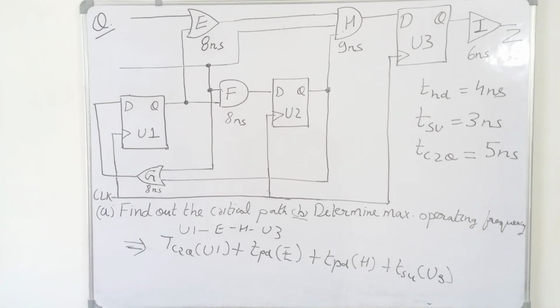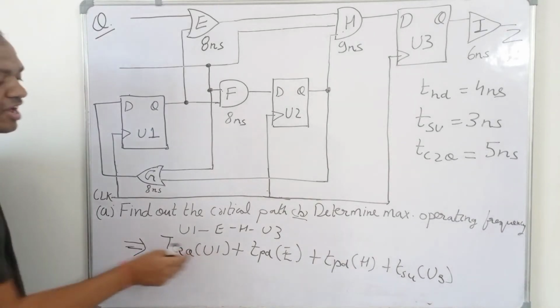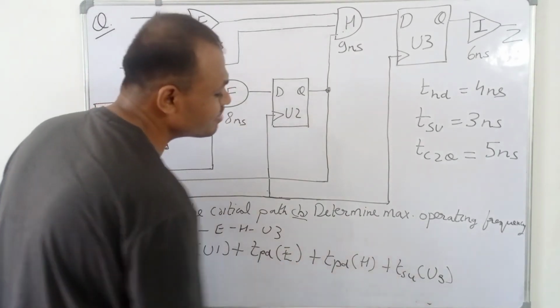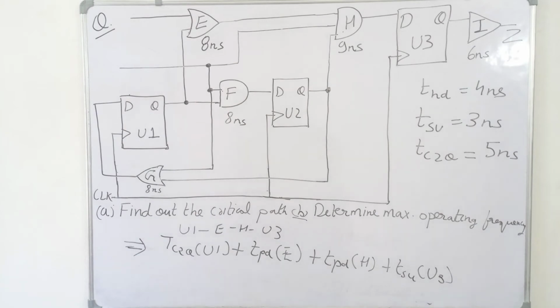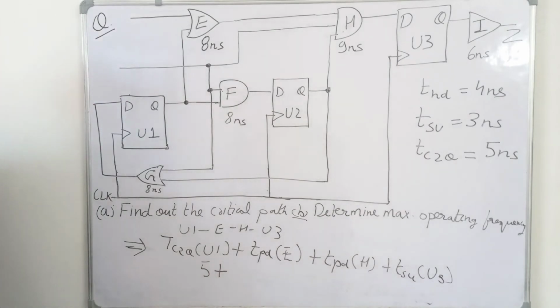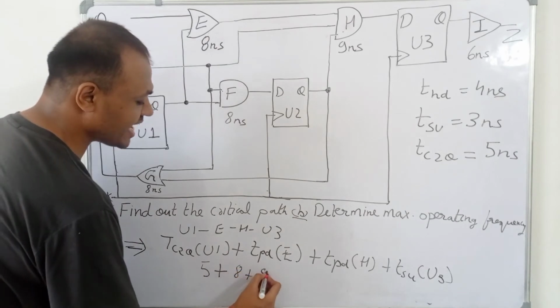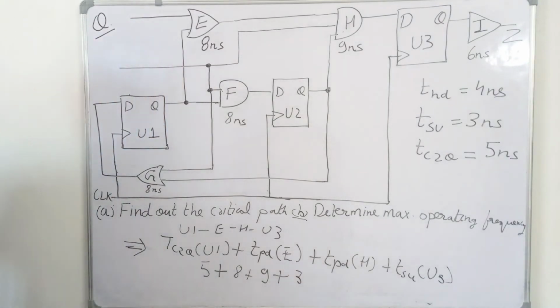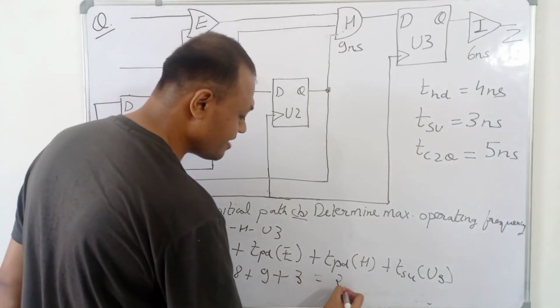Basically, to find the maximum operating frequency, we take the propagation delay of the first flip-flop, then the propagation delay of all the logic gates, then finally the setup time of the last flip-flop. If you calculate, TCQ is equal to 5 nanosecond, plus the propagation delays of E and H, which are 8 and 9 nanosecond respectively, so 8 plus 9, plus setup time equal to 3 nanosecond. All these are in nanosecond, and if you add these, it is equal to 25 nanosecond.